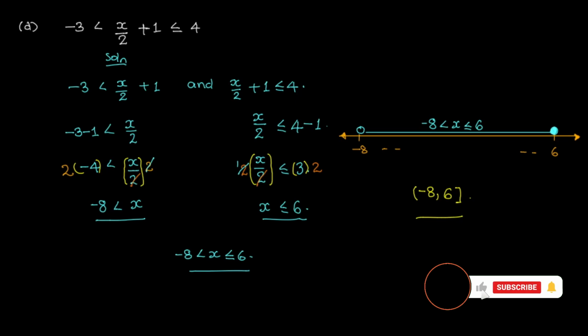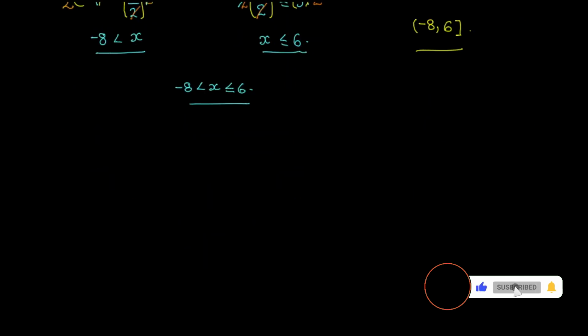Okay, now let's go to part E of the question. We're really moving on very well. So part E of the question is saying, okay, we have -2 is less than, this time this is a very good fraction here, where we have 2x minus 2 whole over 3. This is less than or equals to 1.